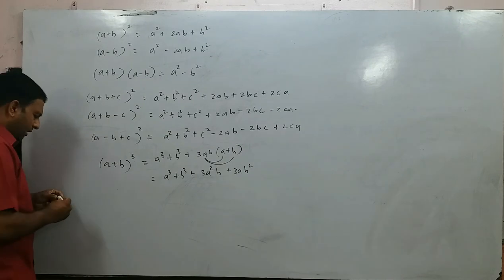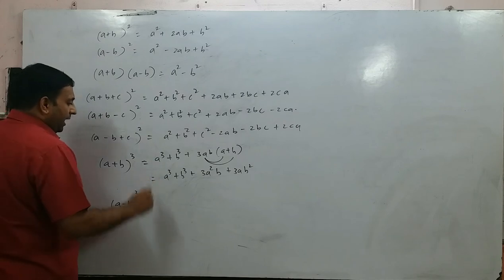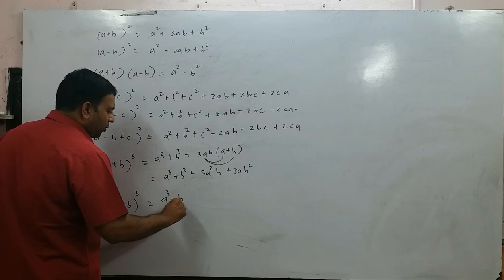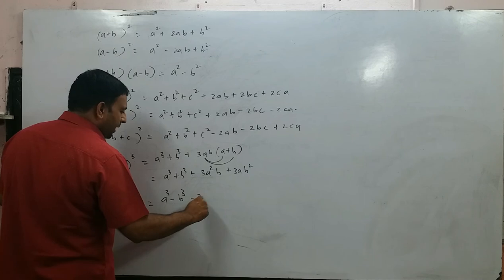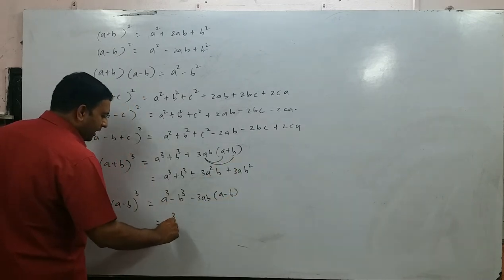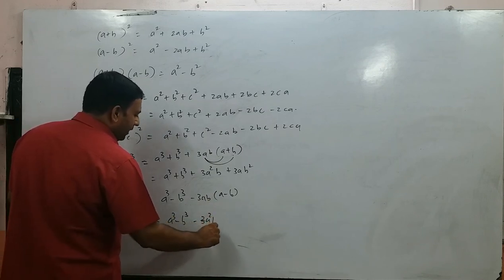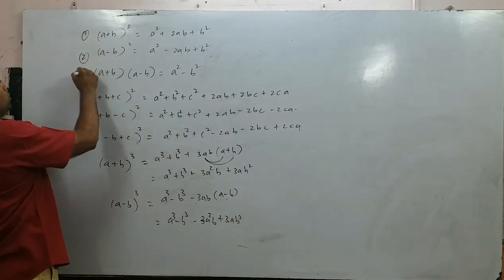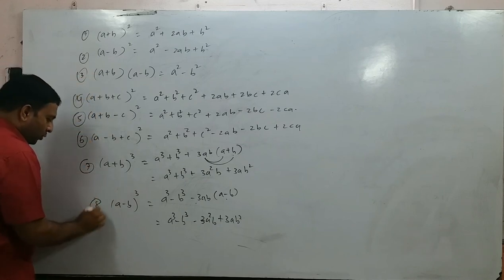Now you need to be very, very careful with (a minus b) whole cube. When minus is coming, you have to pay special attention. (a minus b) whole cube, so replace b with minus b everywhere. So it is a cube minus b cube. Power is odd, so it will be minus b cube. And it is minus 3ab, and plus b will become minus b. So now when I multiply this and write, it is a cube minus b cube minus 3a square b, minus into minus plus 3ab square. So like this, 1, 2, 3, 4, 5, 6, 7, 8. Wait, it is not yet over.